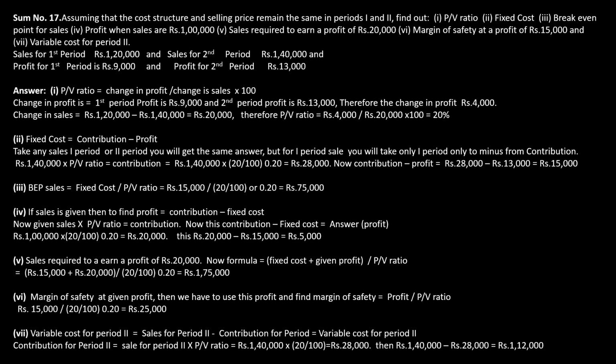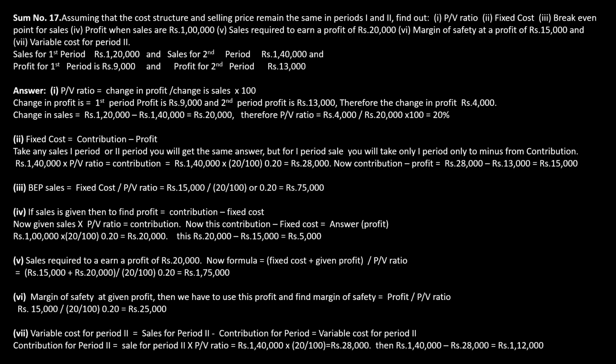Now let us start with the formula. We know what is the formula to be used when you are given 2 profits and 2 sales. I hope everyone by this time is thorough with the formulas. When you come across 2 profits, 2 sales, it is sure that you will start with PV ratio, and the formula for that will be change in profit by change in sales into 100. Now here in this case the change in profit is nothing but 9,000 minus 13,000, which will give me 4,000. The same way, the change in sales will be 1,20,000 minus 1,40,000, which will give me 20,000.